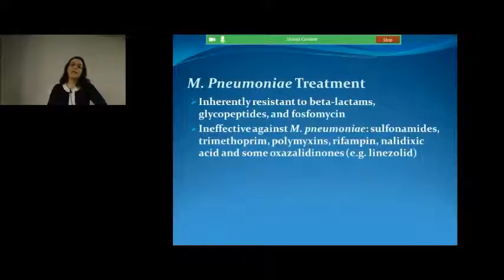Because Mycoplasma does not have a cell wall, it is inherently resistant to beta-lactams, glycopeptides, and fosfomycin. Also, there are many other antibiotics, such as sulfonamides, trimethoprim, polymyxins, rifampin, nalidixic acid, and linezolid. They are ineffective against Mycoplasma, leaving very few options for the treatment of this microorganism.